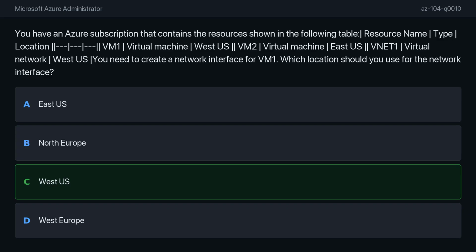I believe the correct answer is option C, West US. In Microsoft Azure, a virtual machine and its associated network interface must be deployed within the same geographic region. Since VM1 is located in the West US region, any network interface intended to be attached to VM1 must also be created in the West US location. Creating the network interface in a different region would prevent it from being associated with the virtual machine. Therefore, options A, B, and D are incorrect because they represent different Azure regions than the one where the virtual machine is hosted.